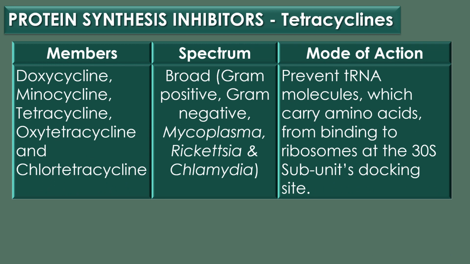The second antibiotic group of the protein synthesis inhibitor category is tetracyclines. Under the tetracyclines group, 5 members of antibiotics are present. They are doxycycline, minocycline, tetracycline, oxytetracycline, and chlortetracycline. Tetracyclines exhibit a broad spectrum of activity against gram-positive bacteria, gram-negative bacteria, mycoplasma species, rickettsia species, and chlamydia species. Regarding the mode of action, tetracyclines prevent the tRNA molecules which carry amino acids from binding to the ribosomes at the 30S subunit's docking site.